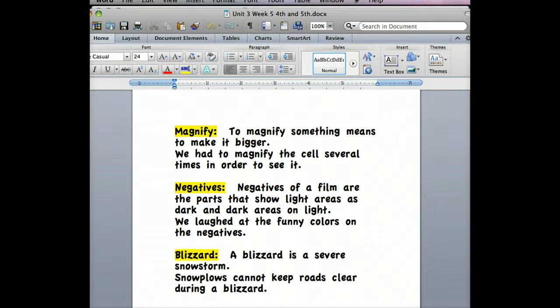Negatives. Negatives of a film are the parts that show light areas as dark and dark areas as light. We laughed at the funny colors on the negatives. And blizzard. A blizzard is a severe snowstorm. Snowplows cannot keep roads clear during a blizzard.